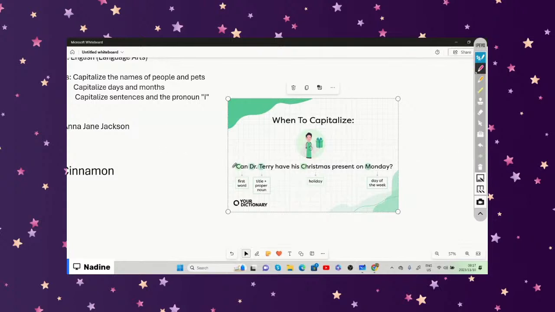For example, can, may, I. So can Dr. Terry. So basically the first word of your sentence is capitalized. Then if, for example, you're going to a GP, like a doctor, then you need to capitalize the title as well as the name or surname of that doctor. For example, Dr. Terry.